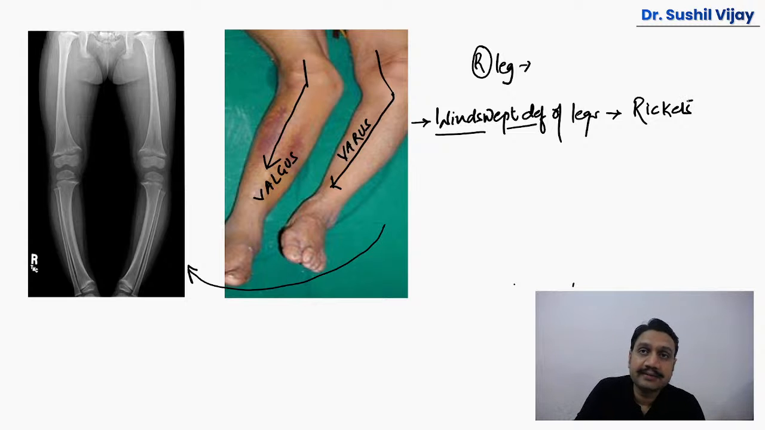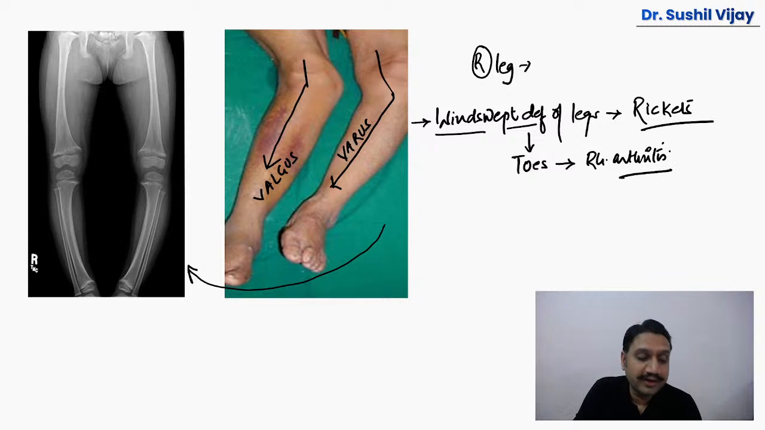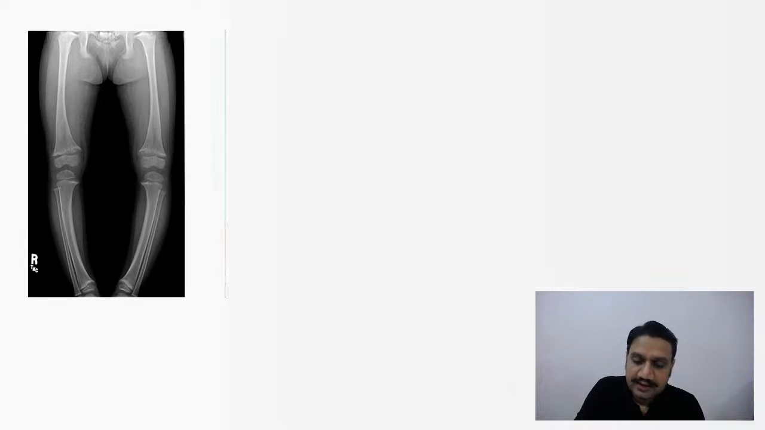Please remember, again MCQ, and then windswept deformity of the toes. Where do we see this? Can anybody say windswept deformities of the toes? It is seen in the cases of rheumatoid arthritis. So this one is rickets.